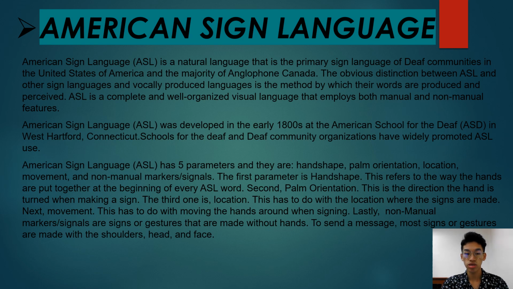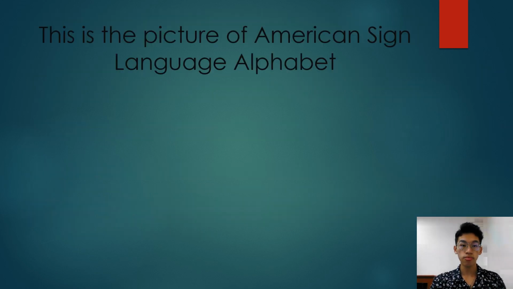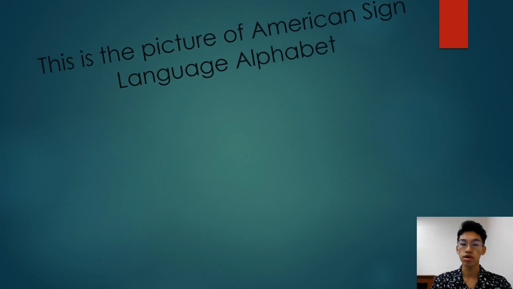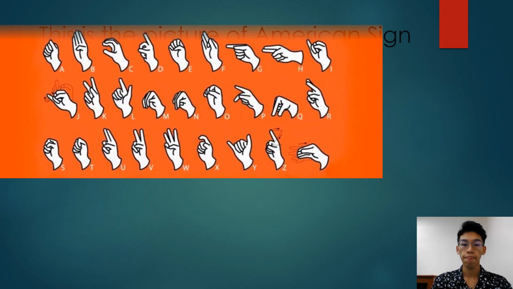Next is the movement. This has to do with moving the hands around when signing. Lastly is the non-manual markers or signals. These are the signs or gestures that are made without hands. To send a message, mostly the gestures are made by our shoulder, head, or face to make some reaction to communicate with someone. So this is the picture of the American Sign Language alphabet.